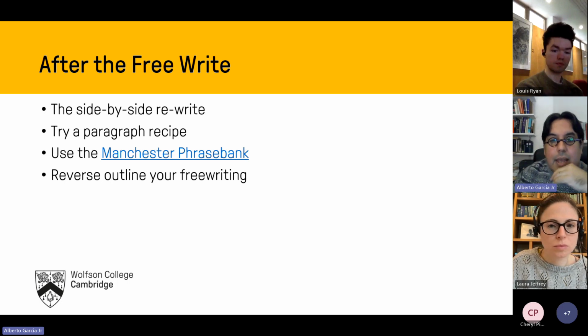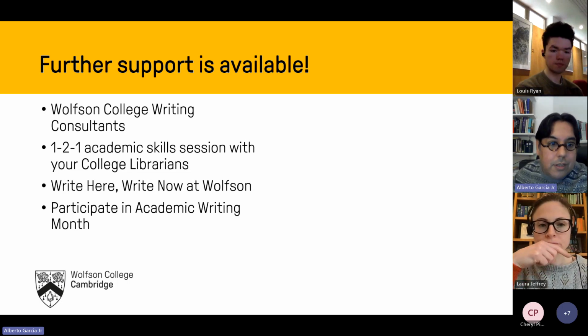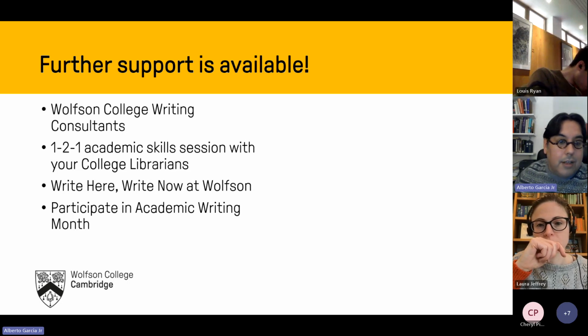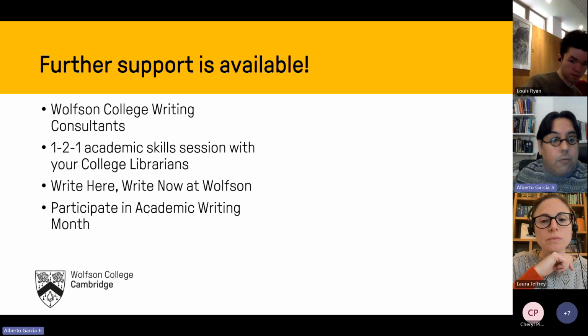Last but not least, note that further support is available here at Wolfson College. We're very fortunate. We have a wide array of support available to our students. We have our Wolfson College writing consultants, and these are PhD students that have gone through the process. They are from across the subject matter, and they can help with the mechanics of writing. If you're struggling with organization or how to decode a supervision essay question, or maybe you're struggling with the flow in a certain part of your research project, they can be really helpful. It is confidential, it's completely free as well, and they're available throughout the term time.